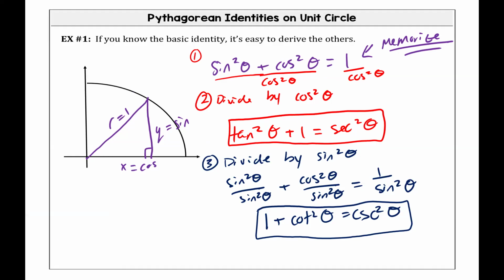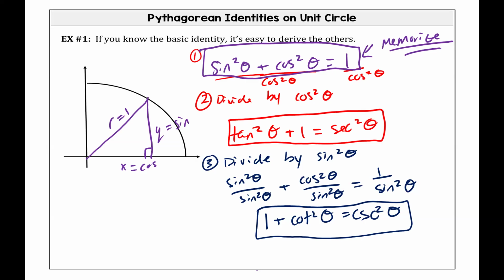Again, as long as you remember this one, you can create the other ones. All they did was say, oh my gosh, if I divide by cosine squared, look what happens. And if I divide by sine squared, look what happens. Ta-da! Magic. Questions, comments, concerns?